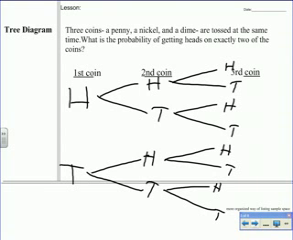How many total outcomes do I have? 1, 2, 3, 4, 5, 6, 7, 8. So if I want to know my probability, I'd count it. This is an easy way to count to get the total number of outcomes. It'll always be the number of letters you have, or letters and numbers, all the way at the end. There's your total number of outcomes. Now what I want to do is figure out the top number.